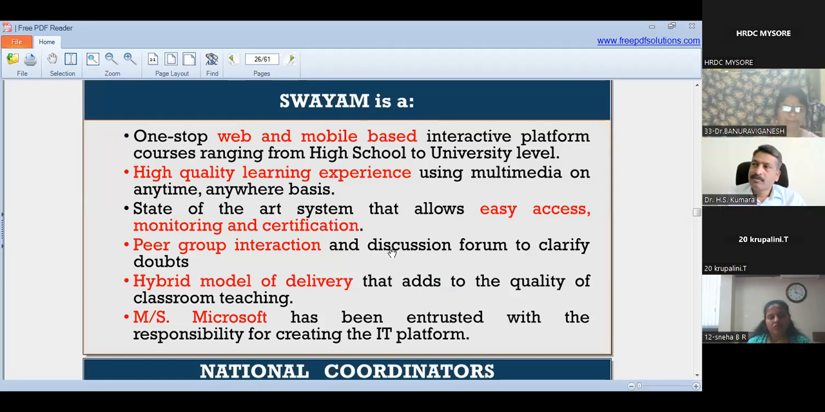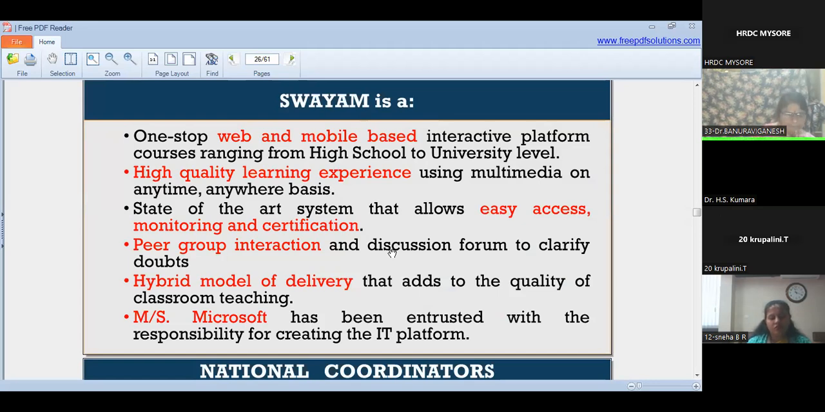When we talk about this, I think Mysore University, the first university in the southern state, started the Swayam courses enrollment. In the first cycle, we found difficulty with the streaming of the video, taking too much time for streaming. Probably there was limited bandwidth. There were so many reasons.